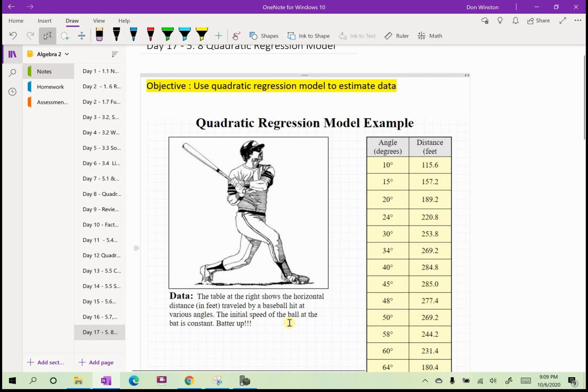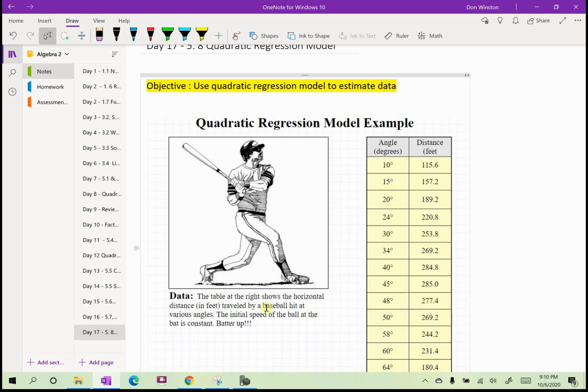The initial speed of the ball at the bat is constant, batter up. So you're probably thinking, well, gee, how could they keep the speed of a ball constant? Well, you can throw it from a machine, right? I'm sure you've probably seen these machines in golf when they're testing out clubs and so on and so forth. And so you can adjust the angle but keep the speed constant. So this can be done.